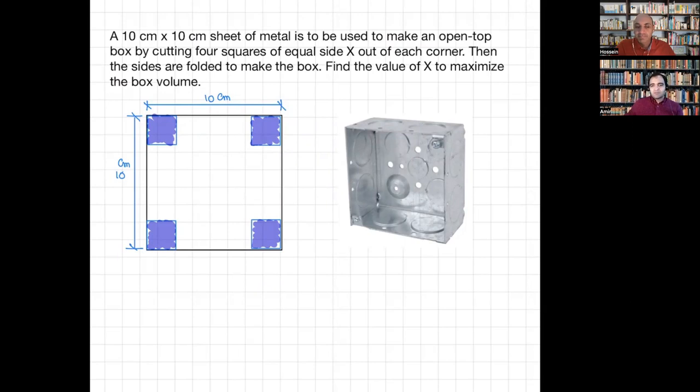Today, we are going through a problem with the application of derivatives in calculus, where we find the volume of a box such that we maximize it.